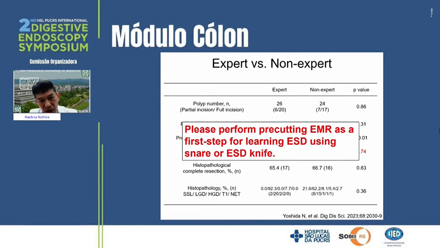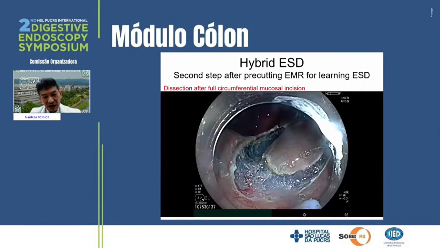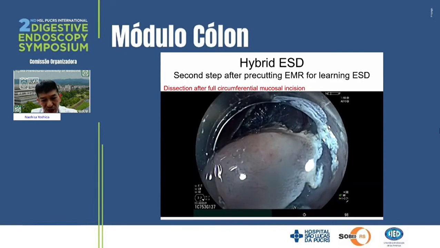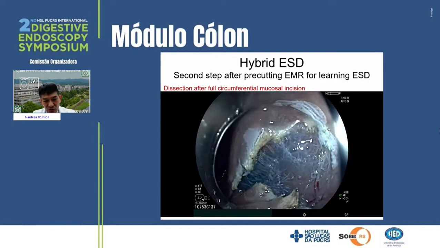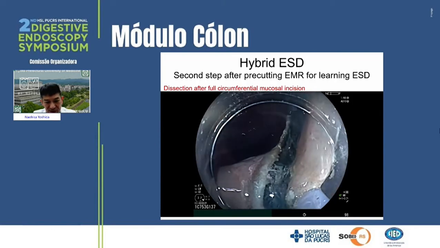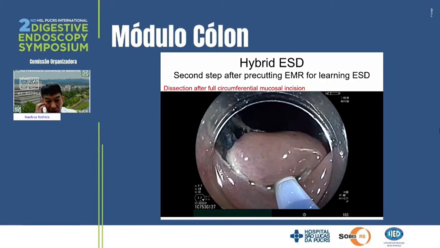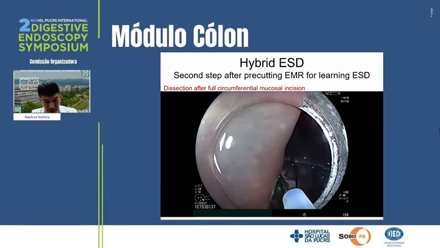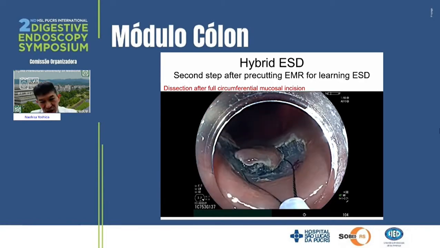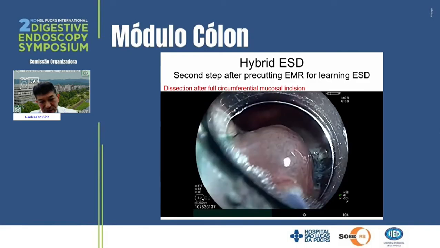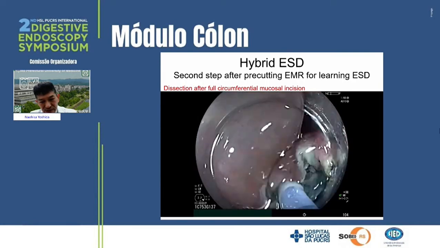But I recommend please perform precutting EMR as the first step for learning ESD using a snare or ESD knife. And after learning precutting EMR, please proceed to hybrid ESD. After full circumferential incision, please do a little bit of dissection with the tip of the snare or ESD knife, or this kind of special snare. And once the partial dissection is performed, please do snaring. It's a kind of practice for ESD. And after that, snaring becomes easier than precutting EMR. Like that.